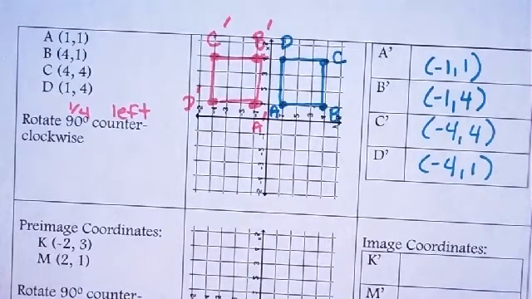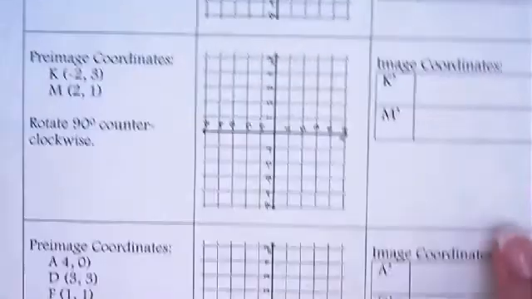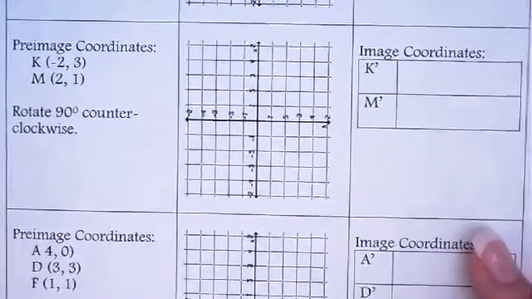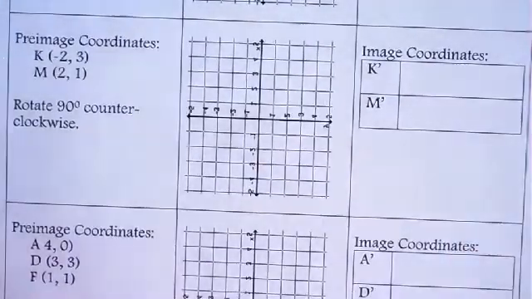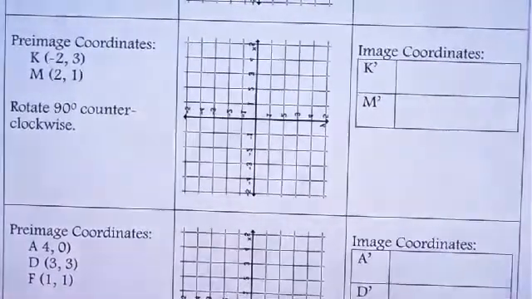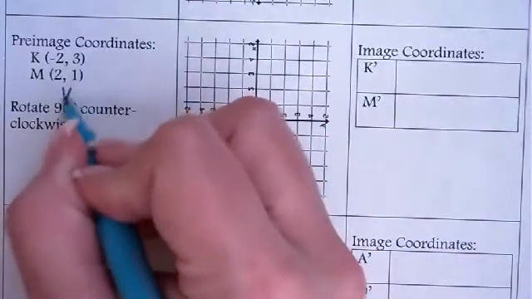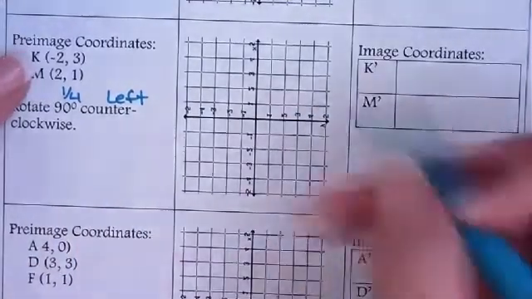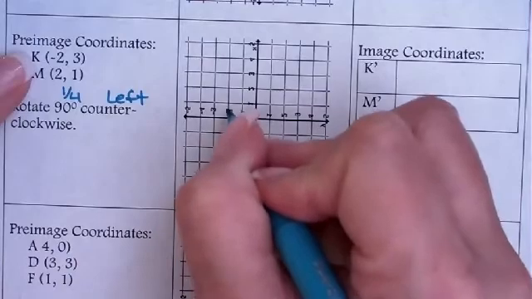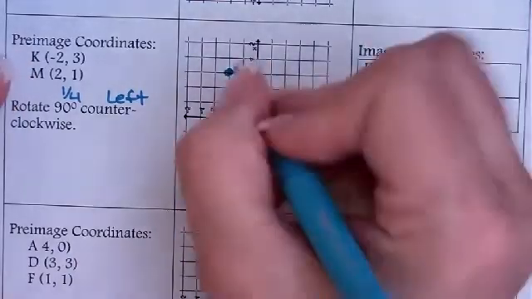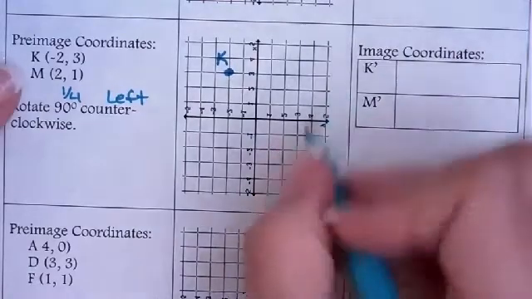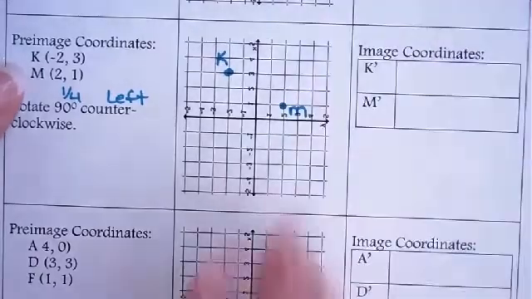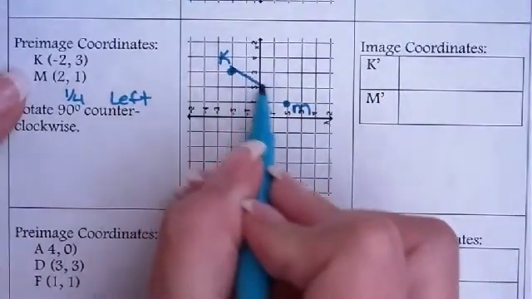Now, example 4. Okay, we're back to a line segment this time. It doesn't have to be an actual polygon. So I'm going to grab line segment KM, and again, I'm going 90 degrees, so 1/4 of a turn, counterclockwise to the left. So let's go ahead and graph K, which is at -2, 3, so that's left 2, up 3. M is at 2, 1, so that's right 2, up 1. And we're going to connect those and make a line segment.